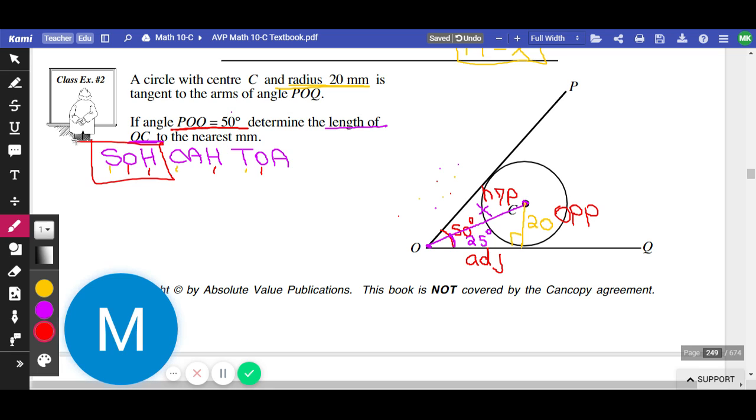I notice that SOH has 3 checks. That means use the sine ratio. Sine ratio is opposite over hypotenuse, right? That's what SOH stands for. It's telling you your formula. Sine of an angle, 25, equals opposite, which is 20, over hypotenuse, which is X.